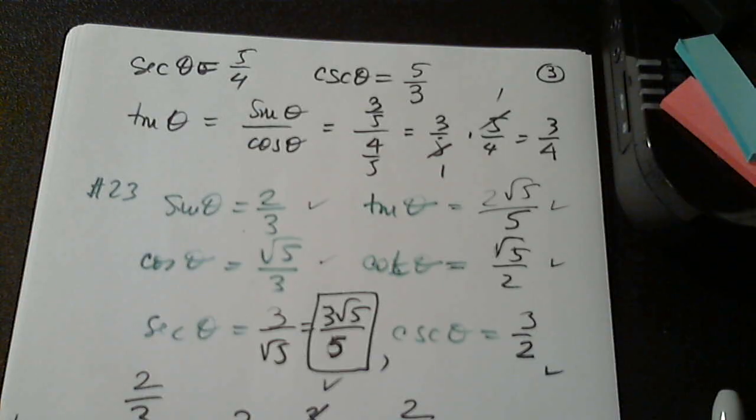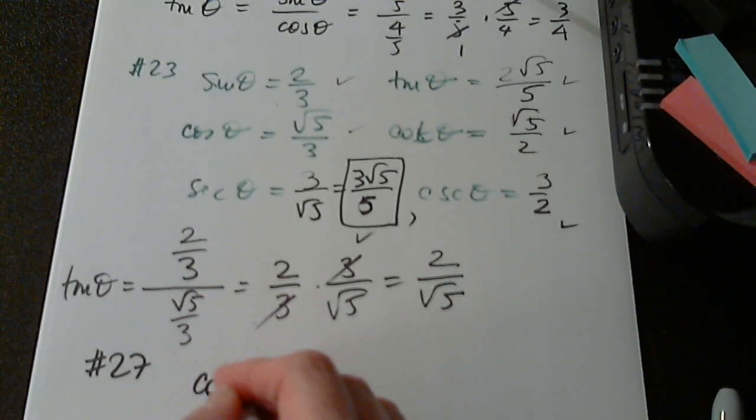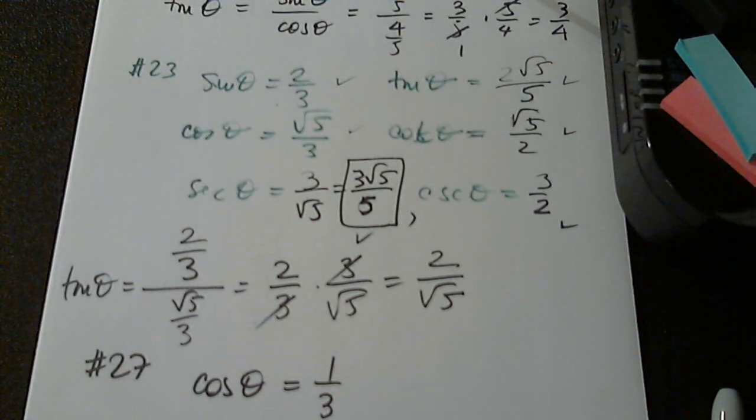Moving on. So let's choose here from 25 to 36. Let's not waste time. Let's choose. If not, I will. Okay, I will choose 27. You can choose the next one if you'd like. Cosine theta equals 1/3. Use the definition or identities to find the exact value of each of the remaining 5 trig functions of the acute angle theta.